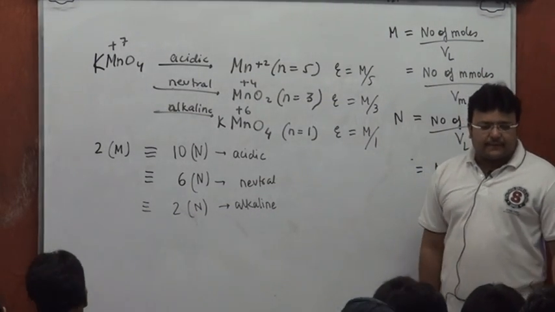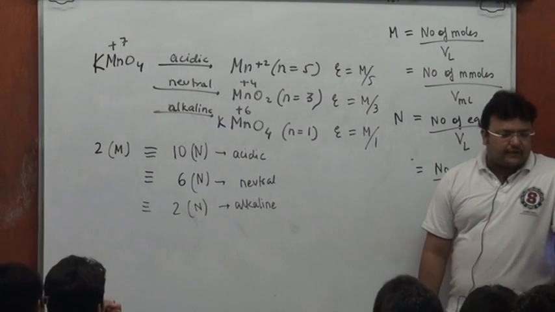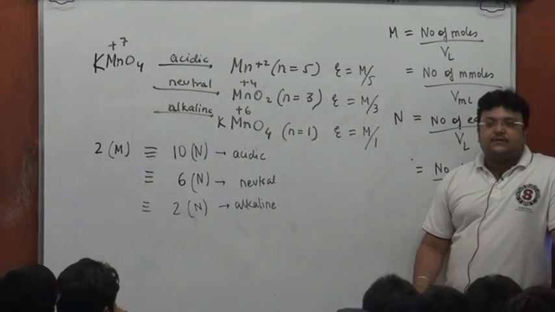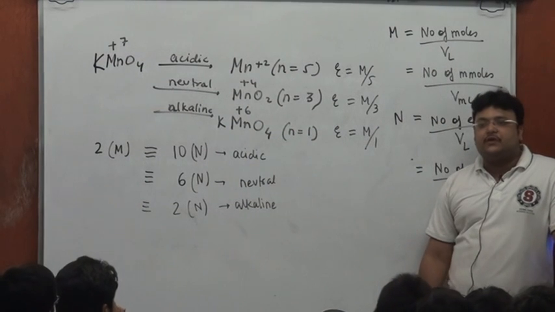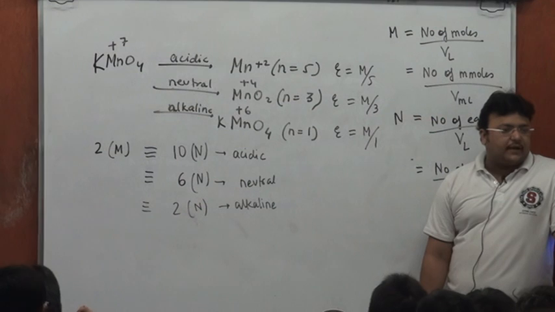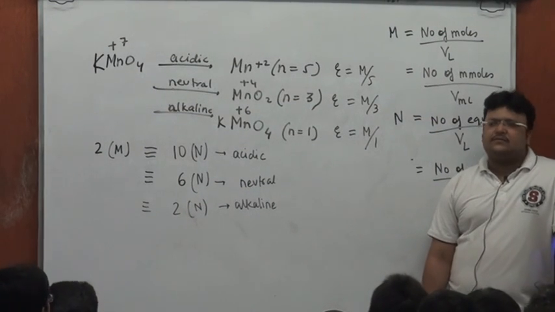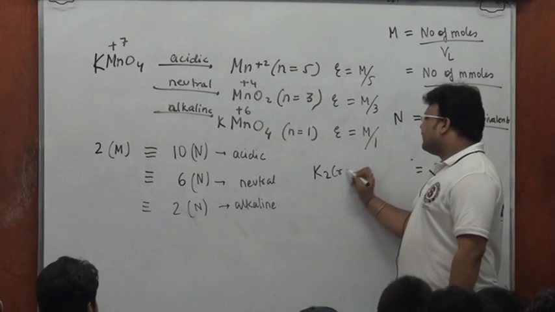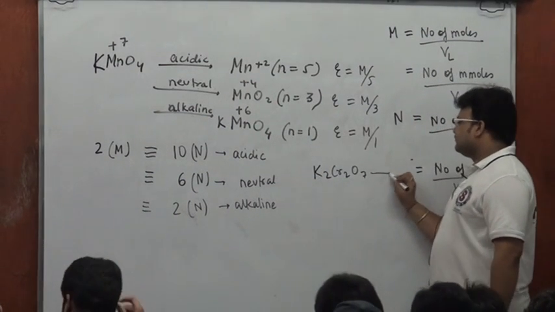In alkaline medium, equivalent weight is the same as the molecular weight. Certainly, number of moles and number of equivalents will be equal, and normality and molarity will be equal. Yes or no? Tell me about K2Cr2O7. What was the n factor for K2Cr2O7?